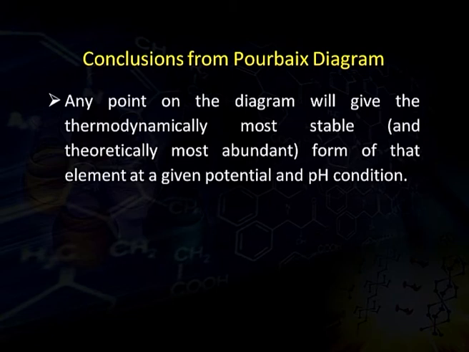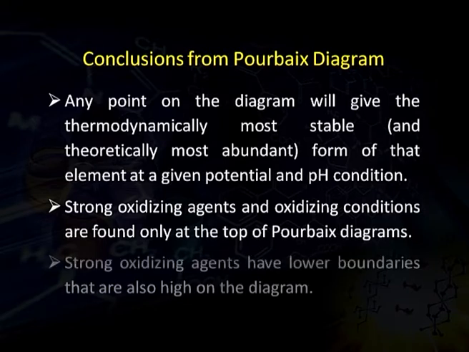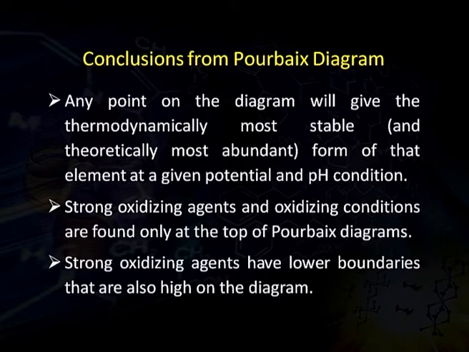Let us discuss the importance or the main points of the Pourbaix diagram. Any point on the diagram will give the thermodynamically most stable and theoretically most abundant species of the element at a given potential and pH condition. The strong oxidizing agents and oxidizing conditions are found only at the top of the Pourbaix diagram. The strong oxidizing agents have lower boundaries that are also high on the diagram.